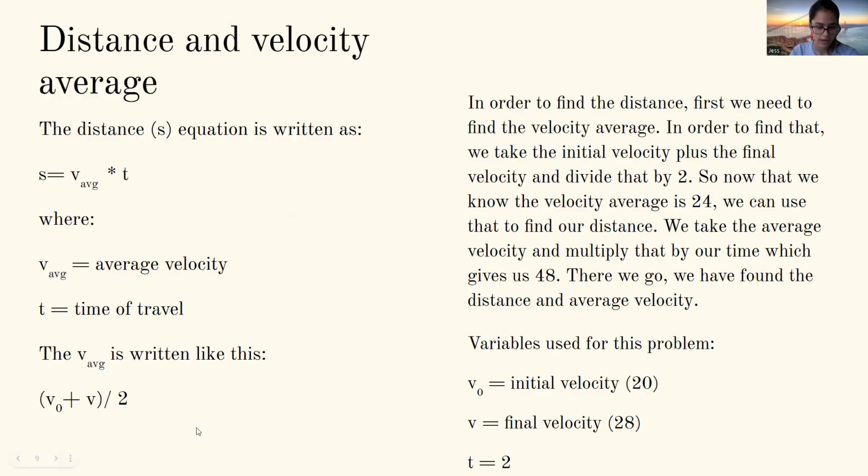So in our last equation, we found the final velocity, which was 28, and the initial velocity, which was 20. So if we plug that in, 20 plus 28 is 48, and then divide that by 2, that's 24. So now we can use that to find our distance. So our v average was 24 times our t, which is over down here. t is 2. So 24 times 2 is 48. So there we go. We have found the distance and average velocity.